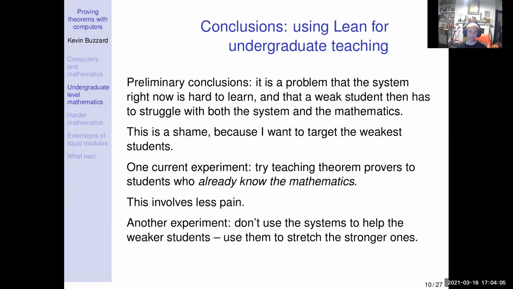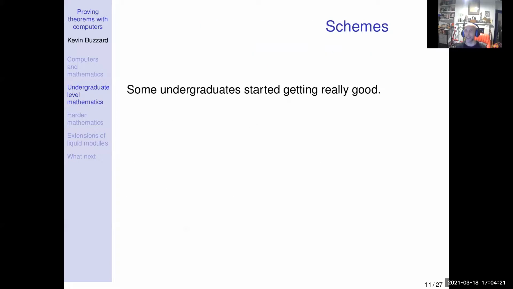And so something else that I've been dabbling with is rather than using it with the weaker students, my initial plan was just to use it with the very strong students and to see if I can push them much further. So for example, Chris Hughes, I mentioned him already. I pushed him to learn the proof of quadratic reciprocity and formalize that.